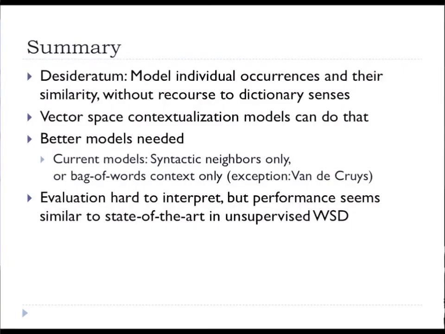So what I would say we should have is the ability of modeling individual occurrences and their similarity without having to go to dictionary senses. And vector space contextualization models can do that. But we do need better models, because what we currently have does about as well as unsupervised word sense disambiguation, roughly.